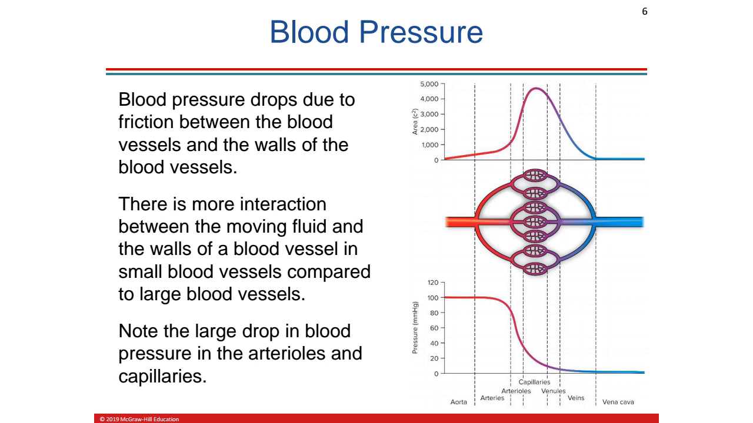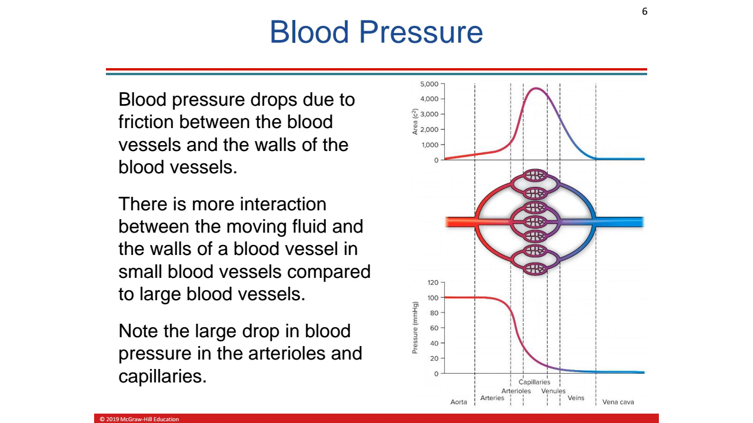As blood moves through the cardiovascular system, the blood pressure drops due to friction between the blood and the walls of the blood vessels. As you get to smaller and smaller blood vessels, which you can see here in this diagram, as we go from, say, the aorta to major arteries, which are elastic arteries, to muscular arteries, finally to arterioles, and then capillaries, there's a progressive decrease in the diameter of the blood vessels, and therefore there's more and more interaction between the moving fluid and the walls of the blood vessels.